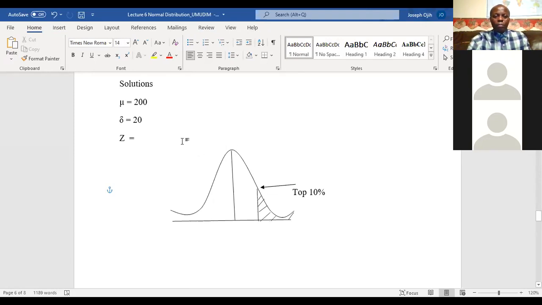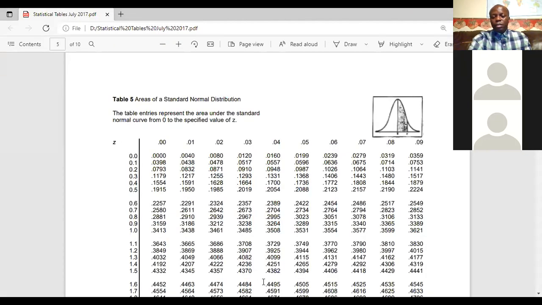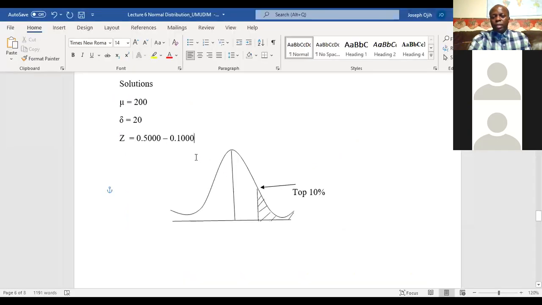Remember I told you, when it's on the left, the whole of this is 0.5, and the whole of this is 0.5. So if you want to get only this part, you subtract from 0.5. So 0.5 minus 10%, which is 0.1. When you change 10% to decimal, it's 0.1. And since the table we're using has 4 digits, even though it is 0.1, we make it 4 digits by adding 3 zeros.